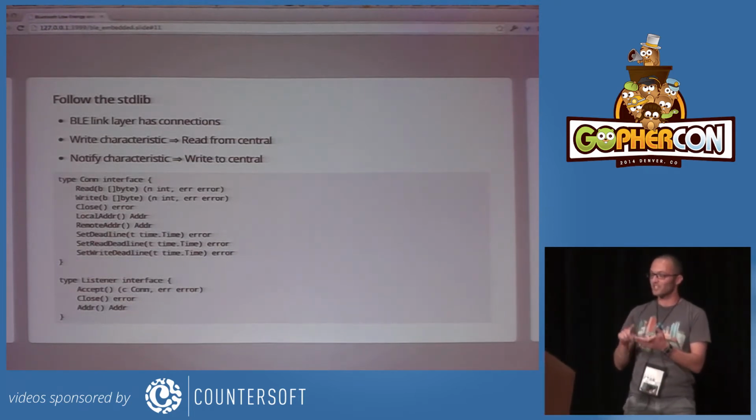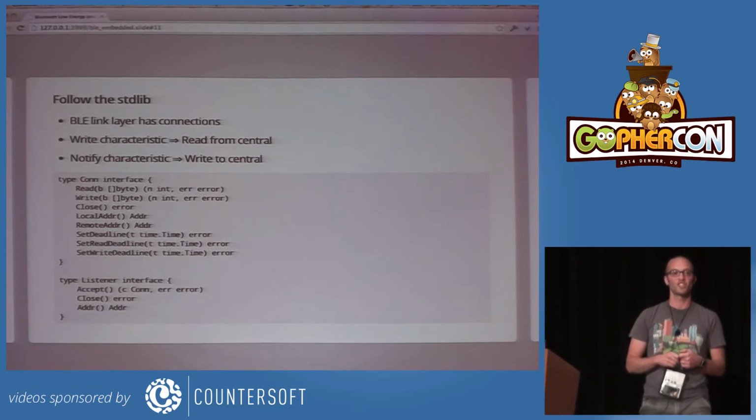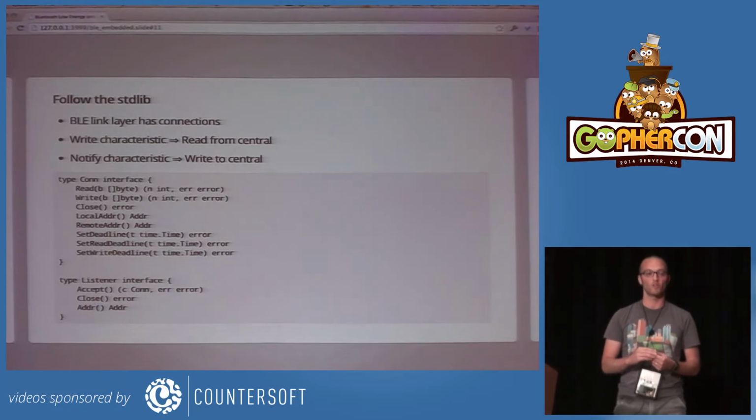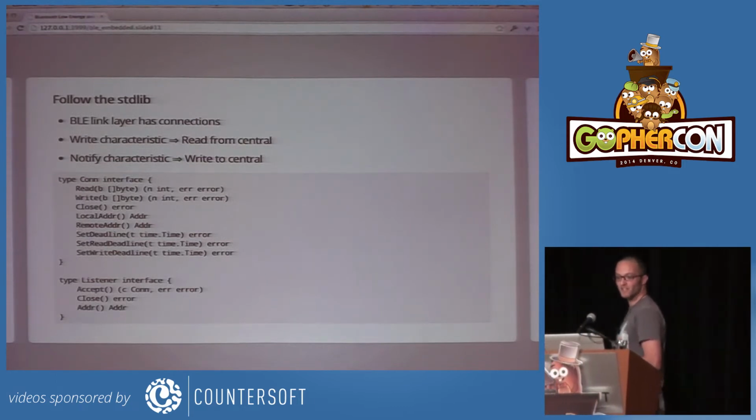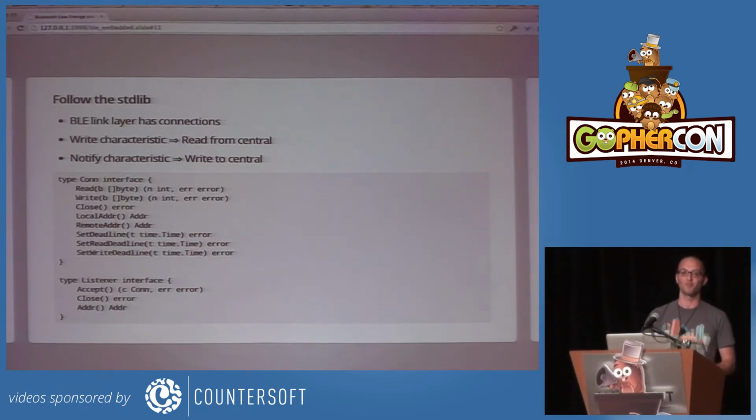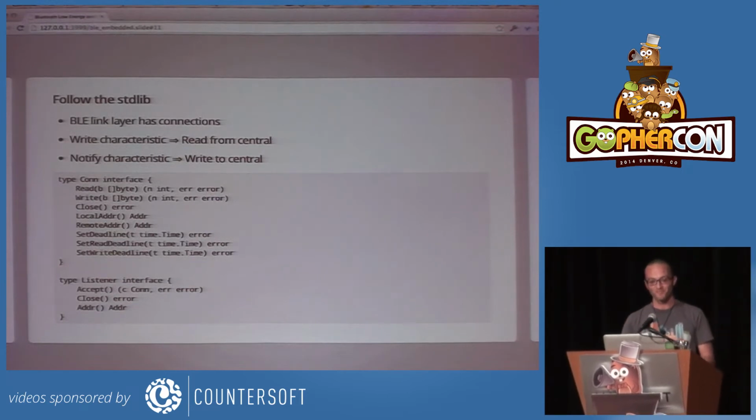Now all we're missing is addresses and deadlines. Addresses, we can just cheat and use hardware addresses. It's actually not a terrible idea because for security reasons, BLE rotates MAC addresses every 15 minutes. So they're a reasonable address to use. And for deadlines, we can just return errors and say, sorry, we don't support deadlines. We can fix that up later.